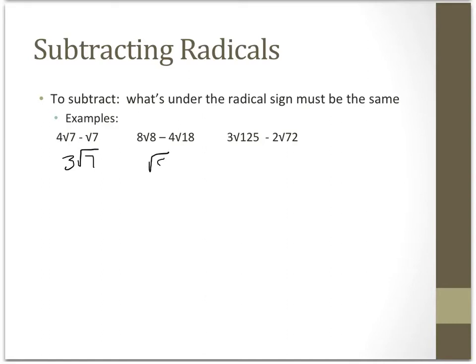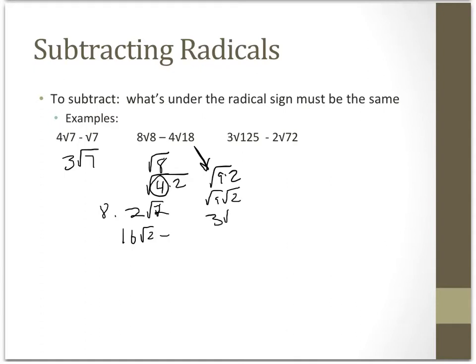So we know that square root of 8 is square root of 4 times 2. Ooh, I see a perfect square, so I'm not going to break it down anymore. That gives me 2 square root of 2 times our 8, which is 16 square root of 2, minus square root of 18 breaks down into square root of 9 times 2, square root of 9 times the square root of 2, which is 3 square root of 2, times our 4, so that gives me 12 square root of 2. Now 16 square root of 2 minus 12 square root of 2 gives me 4 square root of 2.